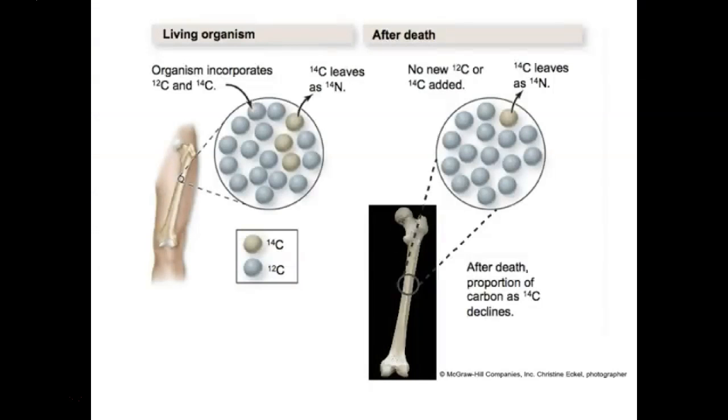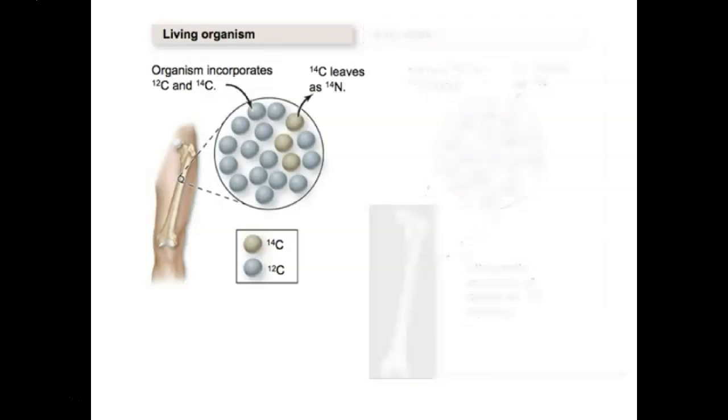Radiometric dating assigns an approximate age to rocks and fossils. One well-known type of radiometric dating is carbon dating. In this tutorial, we'll take a look at how this process works. Let's start by looking at a bone in a living animal. The bone contains organic molecules which are composed partly of carbon atoms.